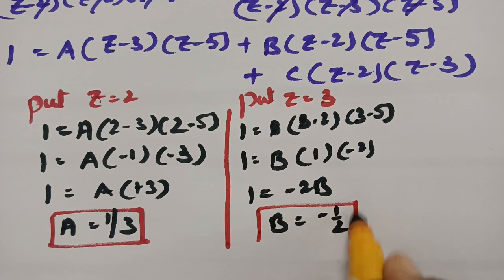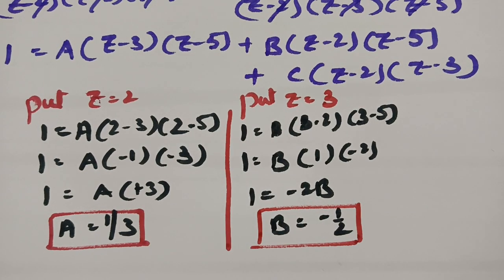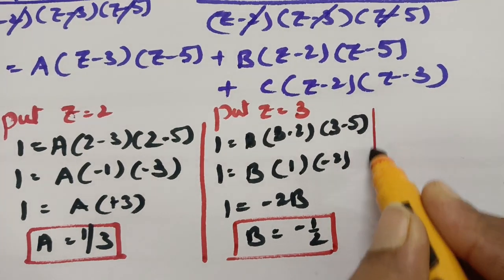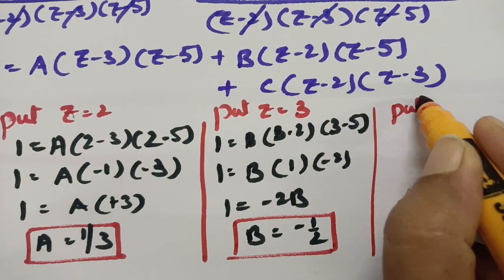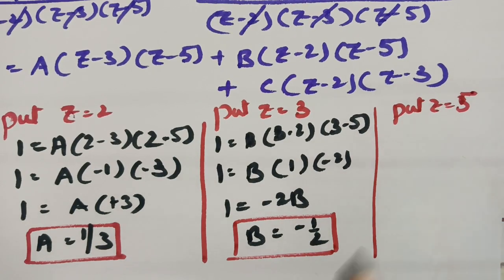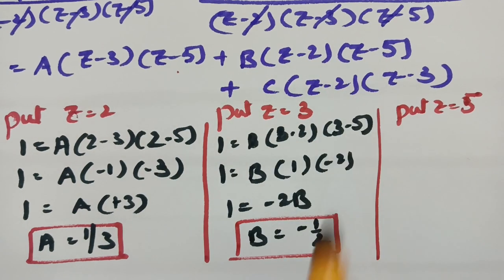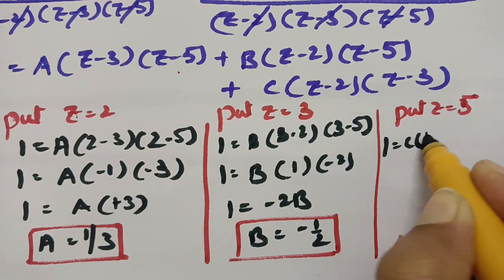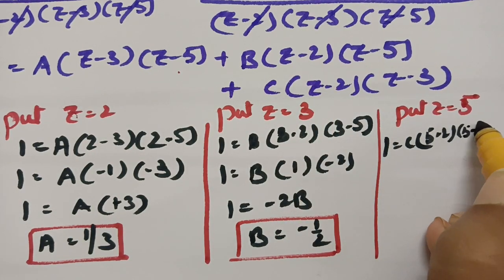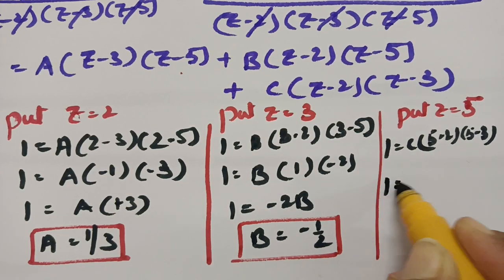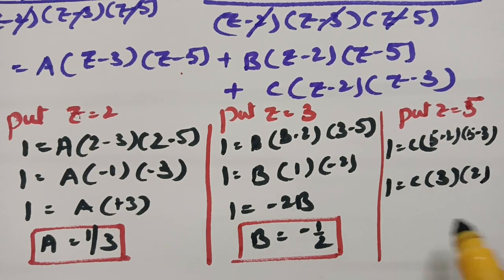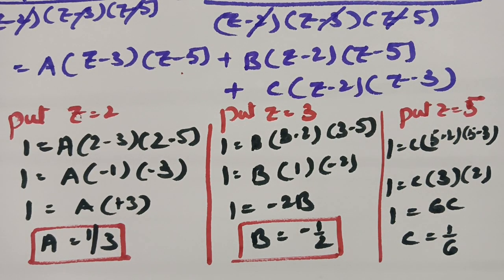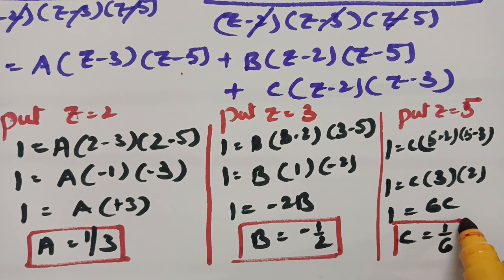And after getting the b value, now I need the value of c. So I'll keep z is equal to 5. Now see, put z is equal to 5 this time. So this will become 0 and this will become 0. What remains? 1 is equal to c times (5 minus 2), (5 minus 2) and (5 minus 3). 1 is equal to c times 3 and this value is 2. 1 is equal to 6c. C value is equal to 1 by 6. So these are A, B, C values.